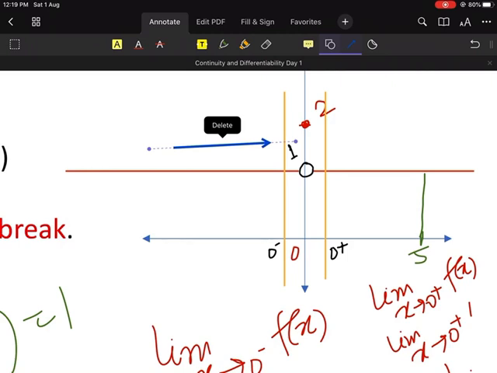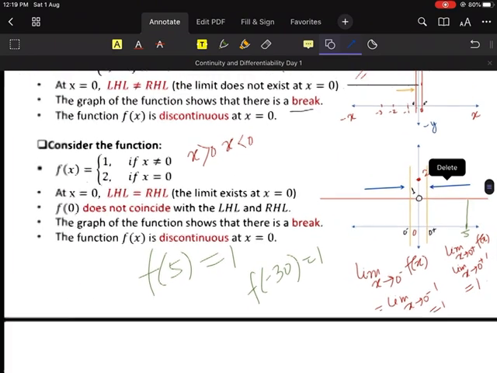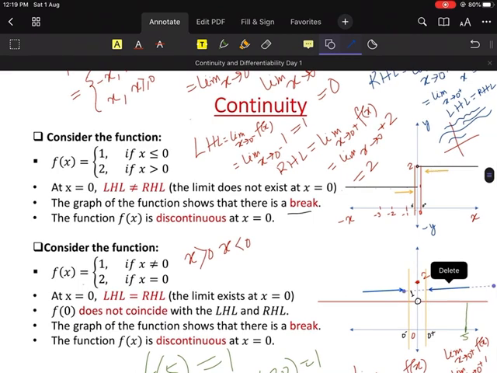This is the value our LHL is approaching, that is 1, as x goes to 0 minus. And this is the value my RHL is approaching, 0 plus. So again it's approaching 1. But at the point 0 it's 2. Does LHL and RHL coincide with 2? LHL is 1, RHL is 1. It does not coincide, right? Yes or no? So we can say that the graph of the function shows that there is a break. Again the graph shows a break.